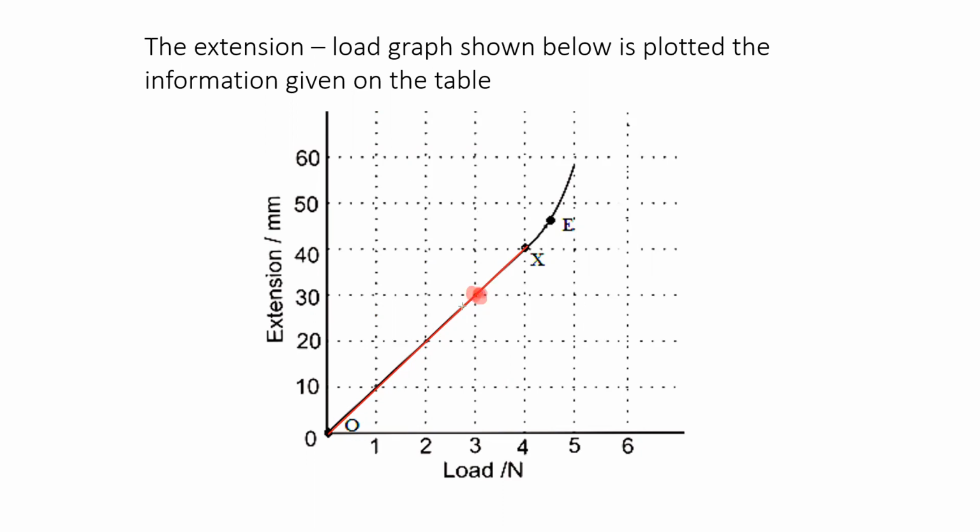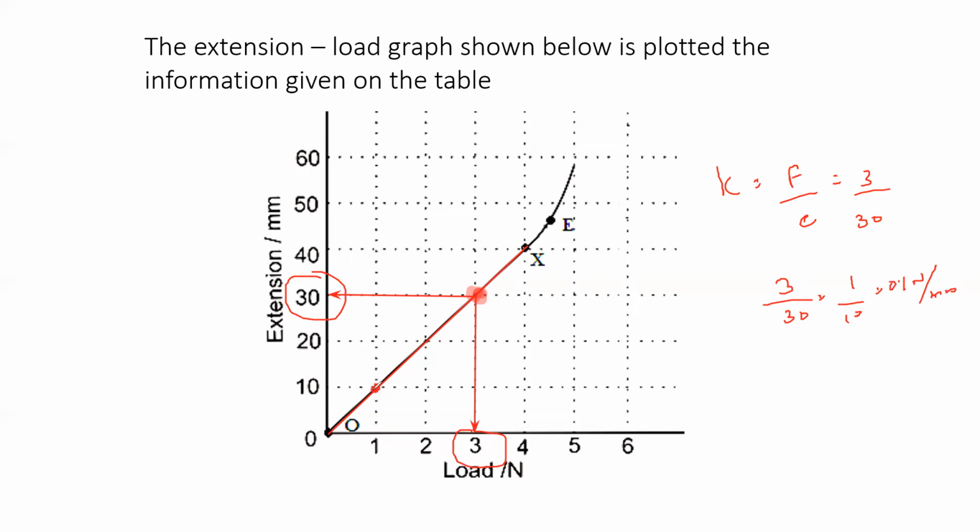So the force from that point is 3, and the extension is 30. So what is the spring constant here, or K? K is equal to F divided by E. The force is 3 and the extension is 30. So 3 divided by 30, you will get 1 by 10, which is equal to 0.1 Newton per millimeter. So you can take any value, you will get the same answer.